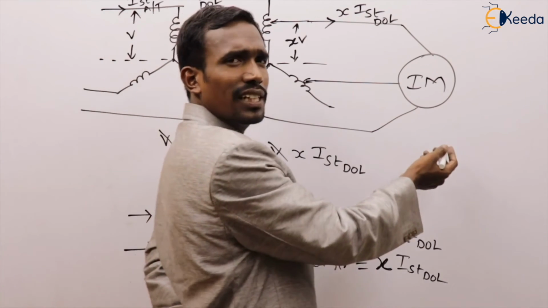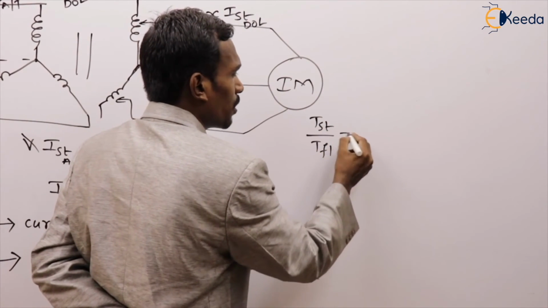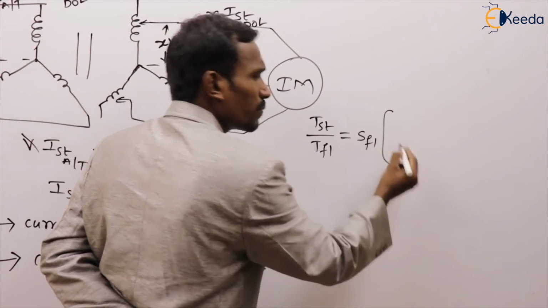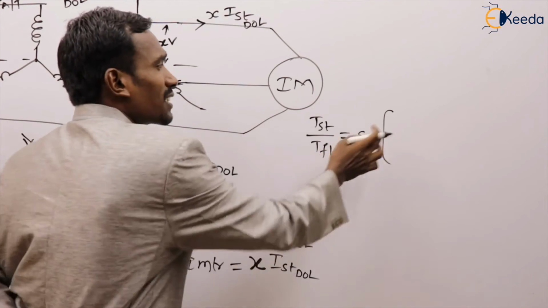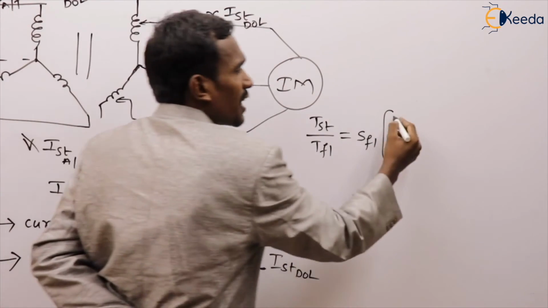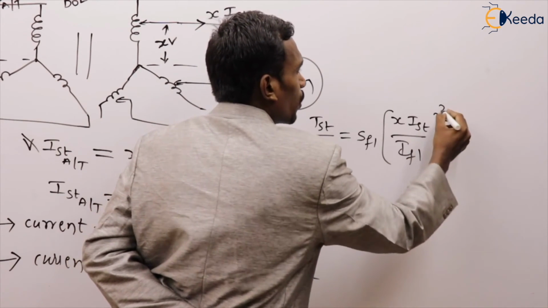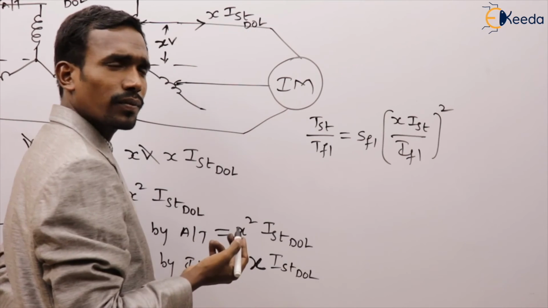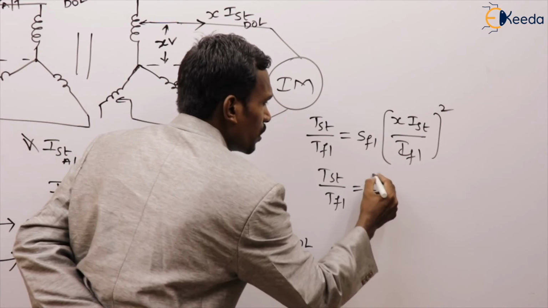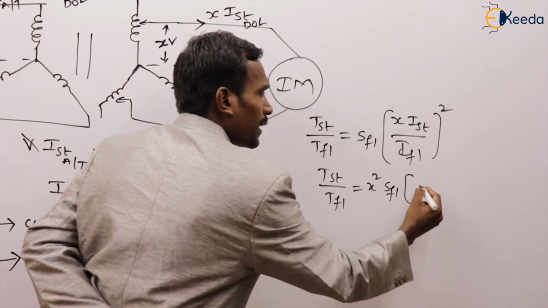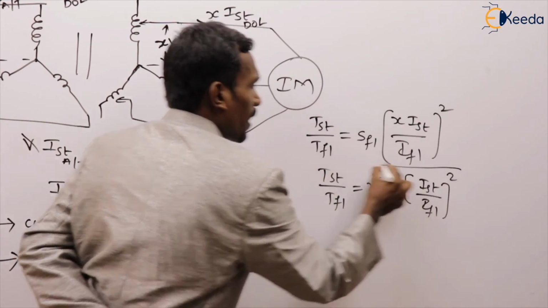Right? Let's see here. What is the torque equation? The starting torque to the full load torque is equal to S full load into starting current by full load current, whole square. What is the starting current taken by the motor? The starting current taken by the motor is X times of the IST. So the starting torque to the full load torque is equal to X square times of S full load into IST by I full load whole square.